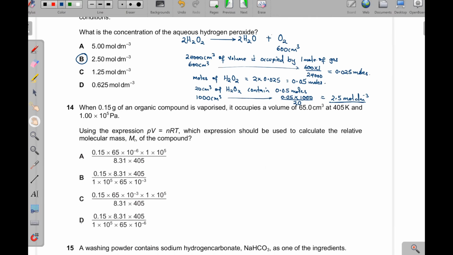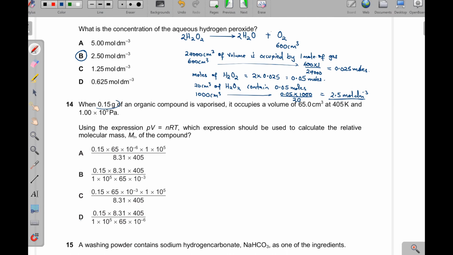Then question 14, when 0.15 grams of an organic compound is vaporized, it occupies a volume of 65 cubic centimeters at 405 kelvins and 1 times 10 to the power of 5 pascals. Then using the expression PV is equal to nRT, that is for an ideal gas, okay? Which expression should be used to calculate the relative molecular mass of the compound.